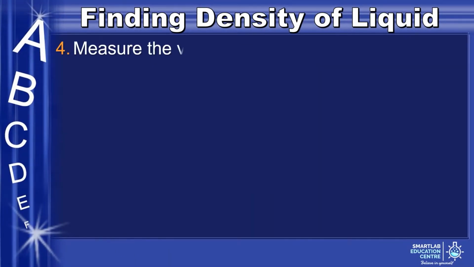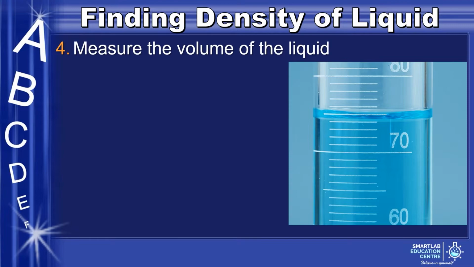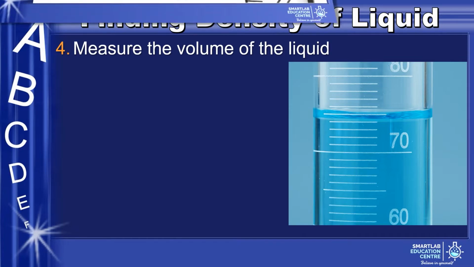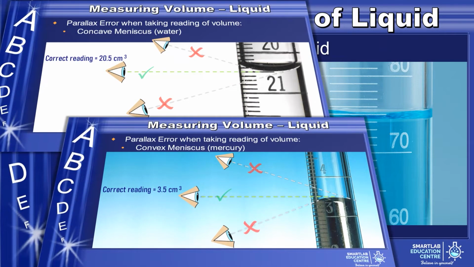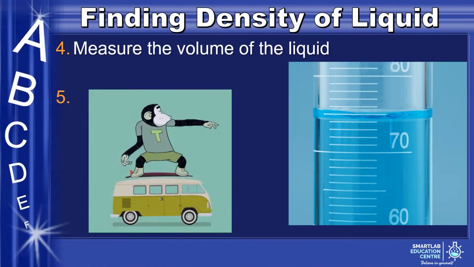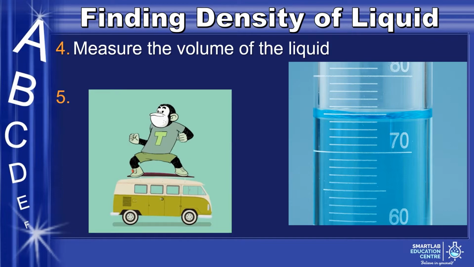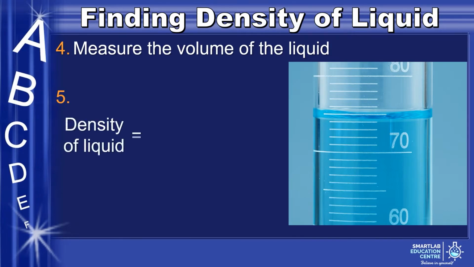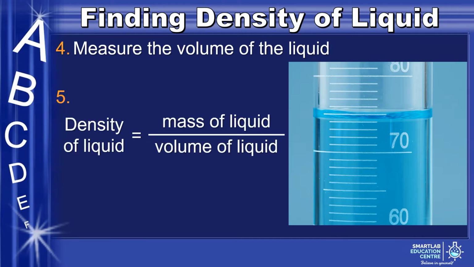Step 4. Measure the volume of the liquid. Please review the previous lesson if you forget how to properly read a meniscus of different liquids. Step 5. Calculate the liquid density by applying the formula. Density equals mass divided by volume.